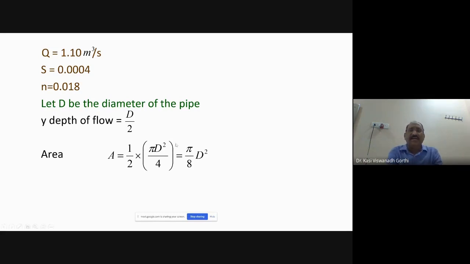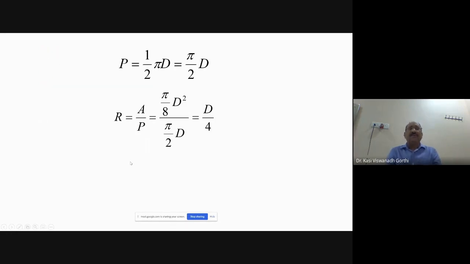If D is the diameter, the cross-sectional area of the pipe will be pi by 4 d square. However, it is running only half full, half of it. So 1 by 2 into pi by 4 d square, or pi by 8 d square, is the wetted area. And what is the wetted perimeter? It is the length of the channel boundary in contact with the flow. If you take the entire perimeter, it is pi d, but it is running only half. So half of pi d will be the wetted perimeter, so pi by 2 into d.